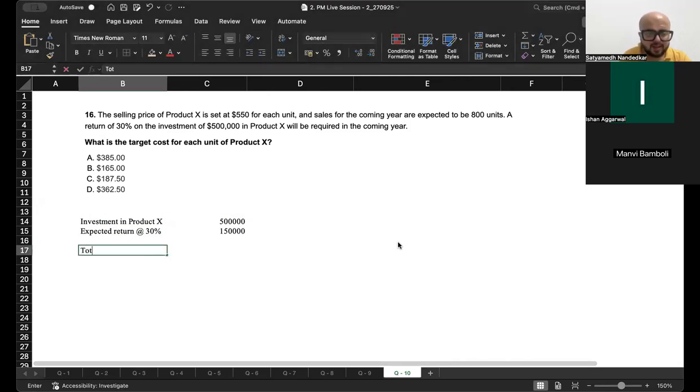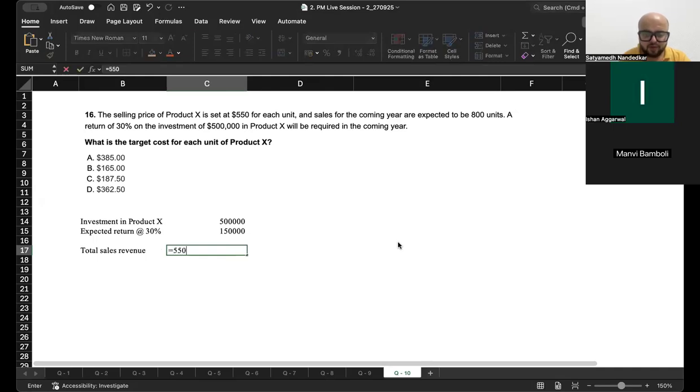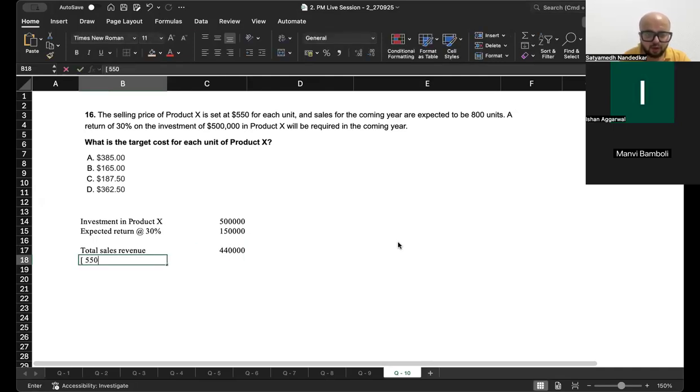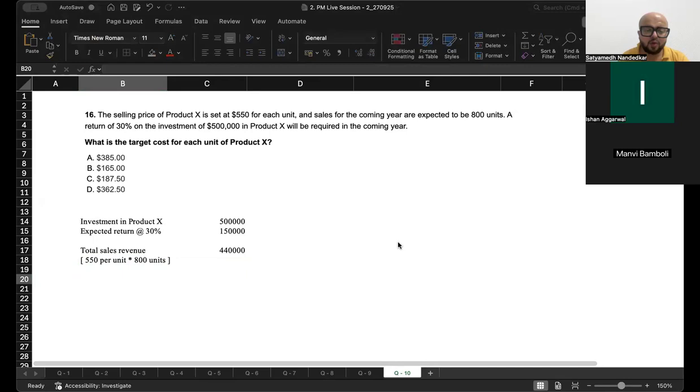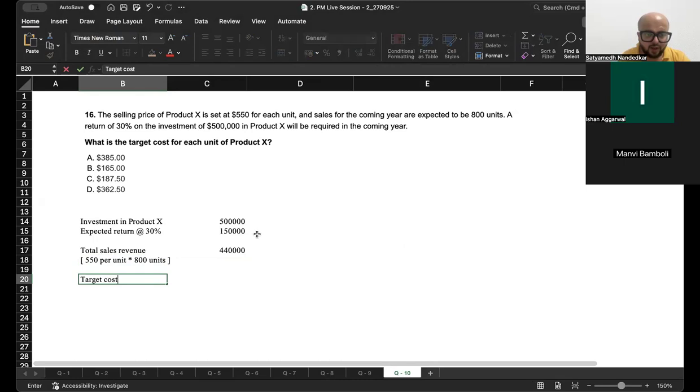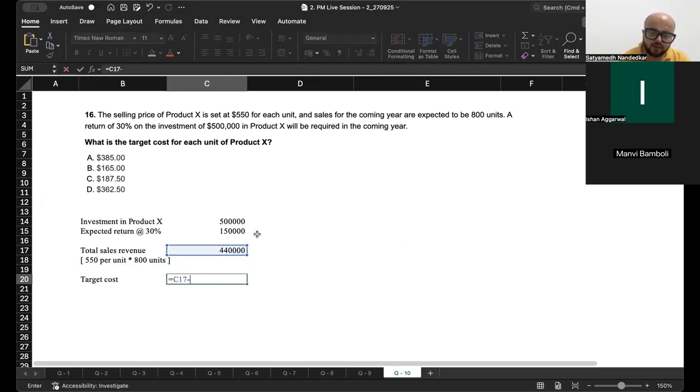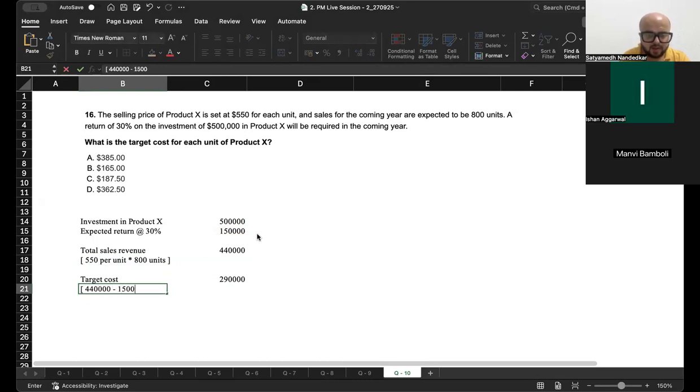What is my total sales revenue? Tell me. 550 into 800. यहाँ पे लिखो, 550 per unit into 800 units. ठीक है. This is my total sales revenue, and expected return is 1,50,000. So target cost will be 4,40,000 minus 1,50,000. कितना हो गया? 2,90,000 हो गया.